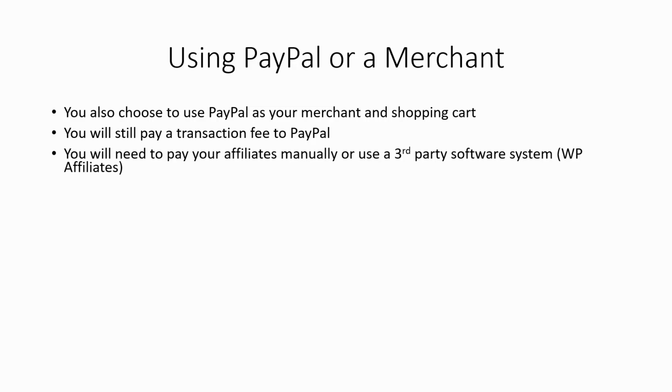And so now, when you choose to use PayPal as your shopping cart, you are going to need to be tracking your sales, and you're going to need to pay your affiliates manually, right? You can use third-party software systems. I think there's something called iDev Affiliate. There's also something here that we have listed called WP Affiliates. I don't have an affiliate link, but that is where it is.